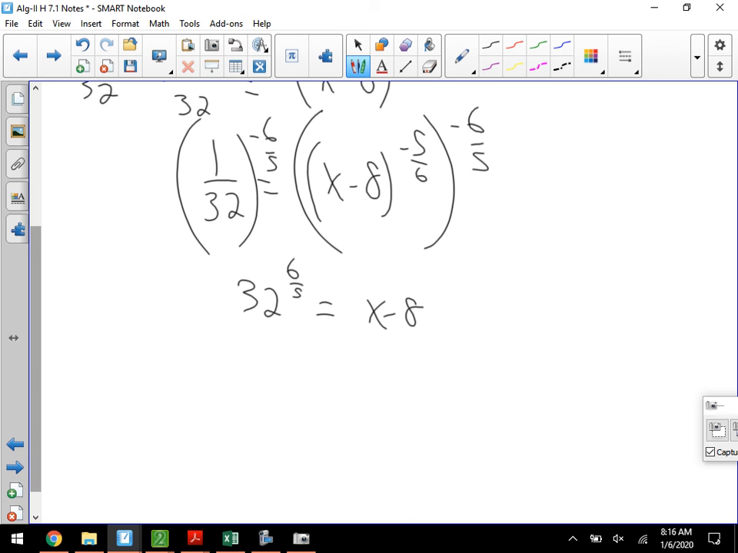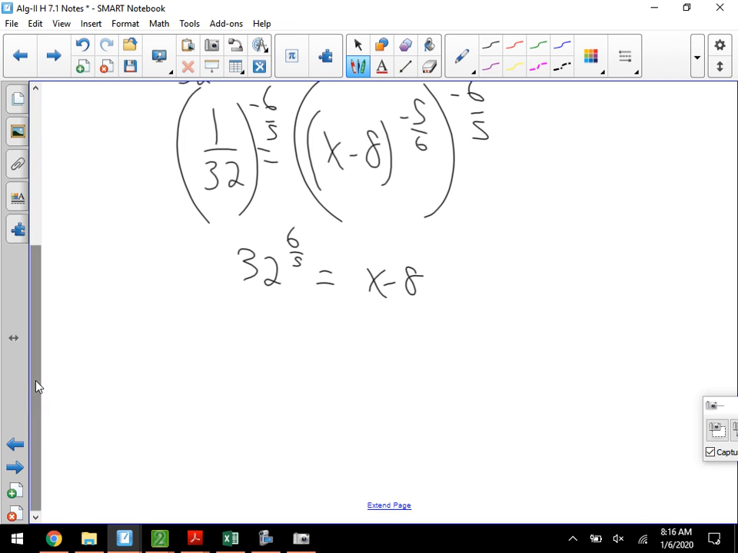6/5 means the 5th root of 32 to the 6th, correct? So, what's the 5th root of 32? 2. 2 to the 6th is x minus 8. Well, if 32 is 2 to the 5th, 2 to the 6th would just be multiplying 32 by 2. Well, what's 32 times 2? 64.